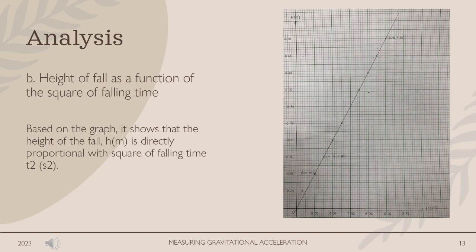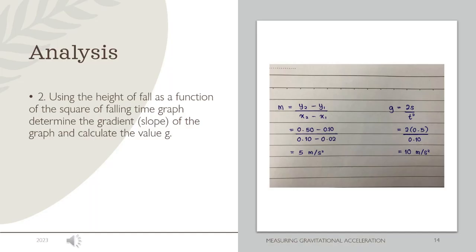This is our second graph, which is height of fall as a function of the square of falling time. Based on the graph, it shows that the height of the fall is directly proportional to the square of falling time. From the second graph, we must determine the gradient or slope of the graph and calculate the value of g.